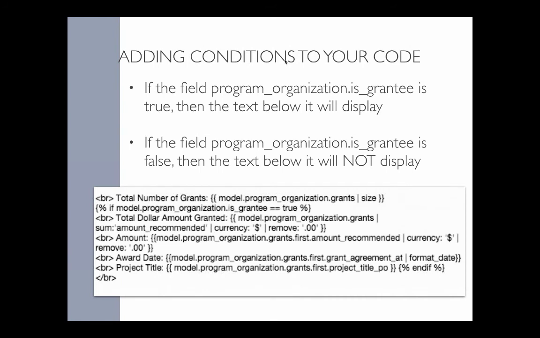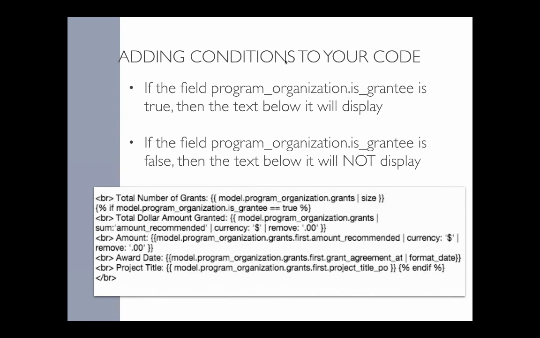For this example, we're going to use a binary field called isGrantee that equals true when the organization has had at least one grant and false when the organization has not. So if isGrantee is true, then the text following the beginning statement will show. If isGrantee is false, then the text will not show. Now that we have a sense of how to write these statements, let's talk about how to test them.